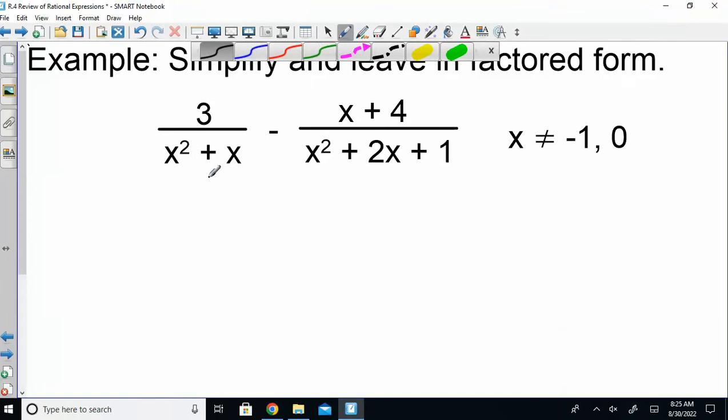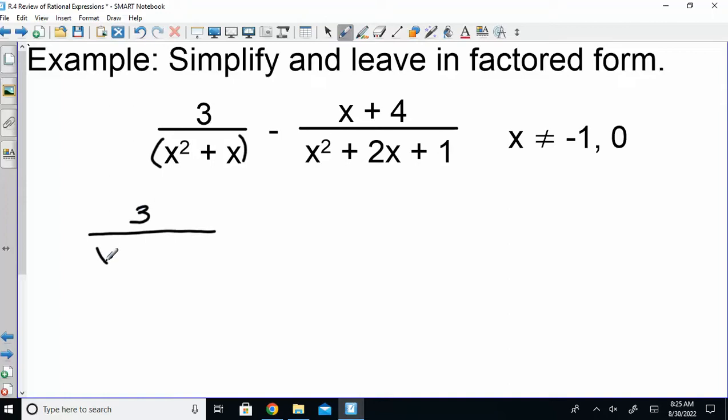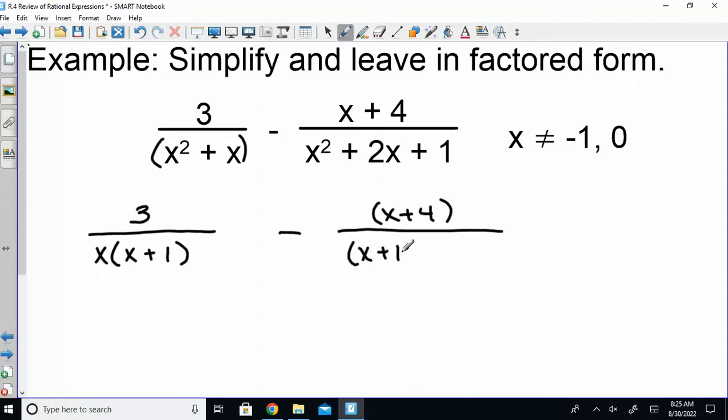Alright, so would you not accept it? First step. We need to factor these denominators. What can you do with that? GCF, x. Alright, so if I take out an x, what am I left with? X plus 1. Alright, what multiplies to 1 and adds to 2? X plus 1 squared, or we could write it twice.